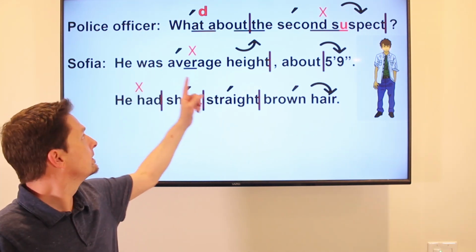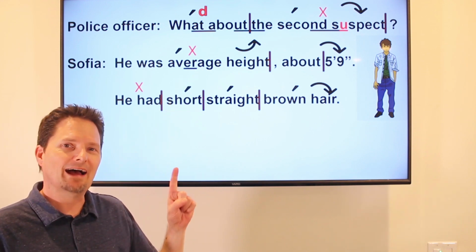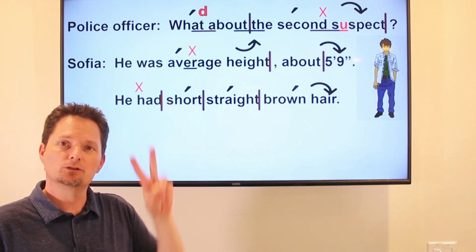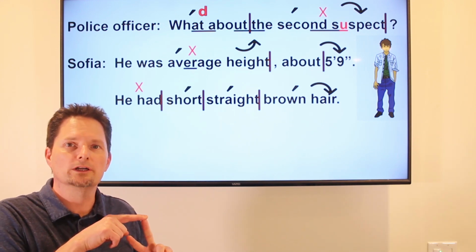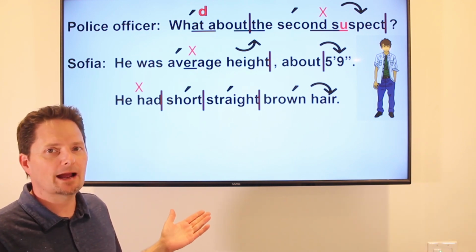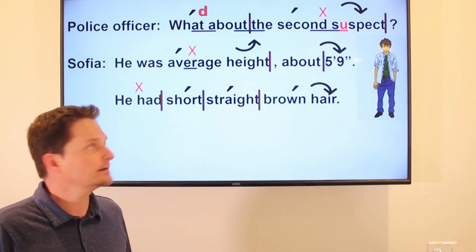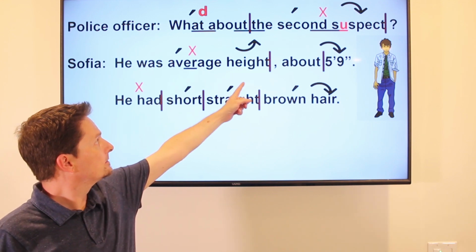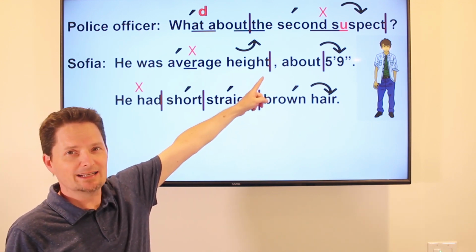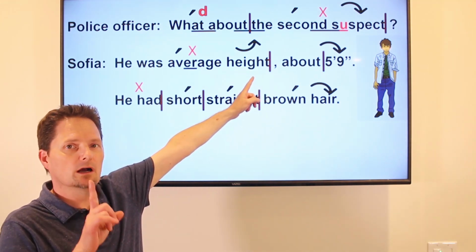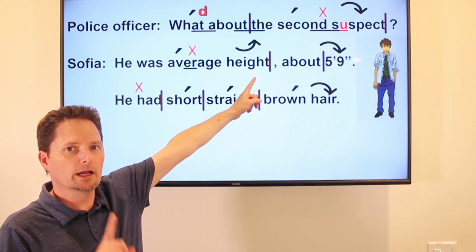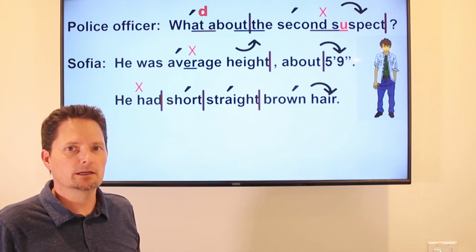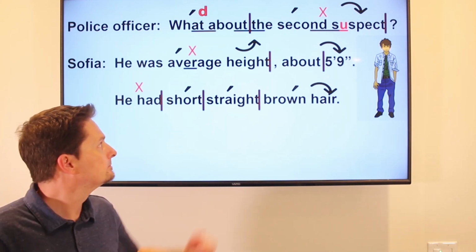He was average height. Average. We don't say average with three syllables. It's two syllables. Average. Height has a stop T. We don't say height with a released T. We say height. Put the tongue up and stop the air. He was average height, about 5'9".